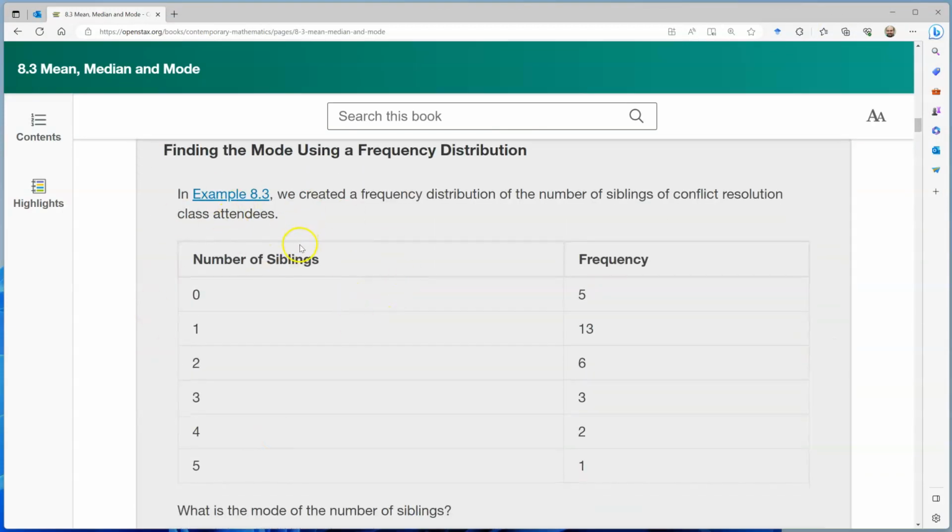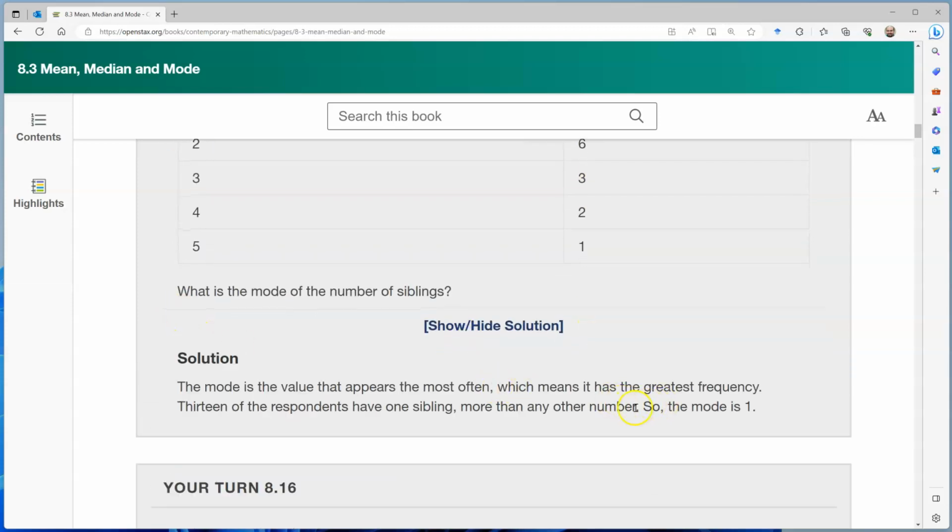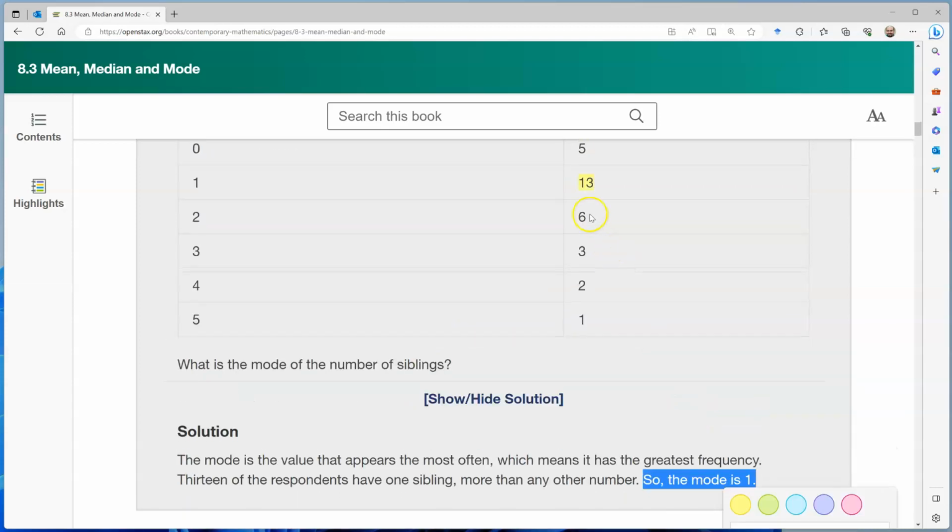So here's an interesting example. This is from a frequency distribution. What this is saying is the number of siblings 0 occurred 5 times. Number of siblings 1 occurred 13 times. 2 occurred 6 times, so forth and so on. So what is the mode of this? Well, the frequency tells us how many times there were. So for mode, all we need to do is say, which had the highest frequency? Well, there were 13 people who had 1 sibling. That's the mode.